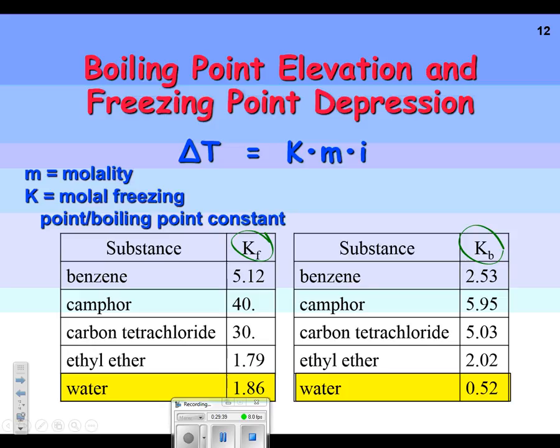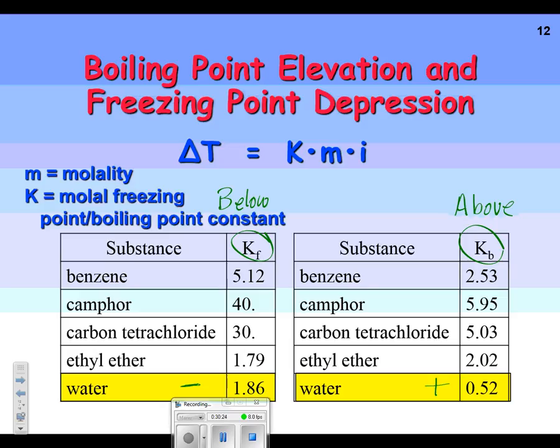Now, the thing that we want to remember is, freezing point, it lowers the freezing point, right? So I've got to remember that this is going to be a negative. I'm going to take it away from the freezing point of water, which is 0 degrees Celsius. And boiling point, it elevates, it makes it higher. So I'm going to be adding whatever it is at the end of this one. So if you'll put a reminder that KF is going to be below the freezing point, and KB is going to be above the boiling point, that will help you.